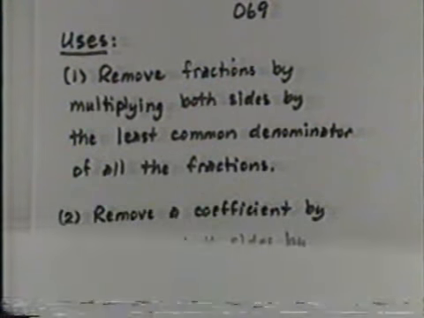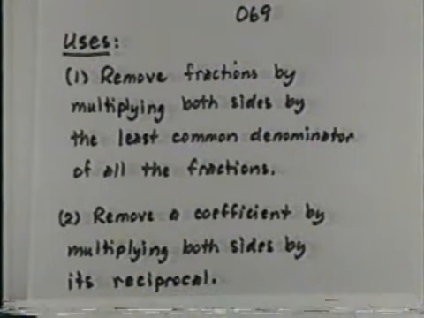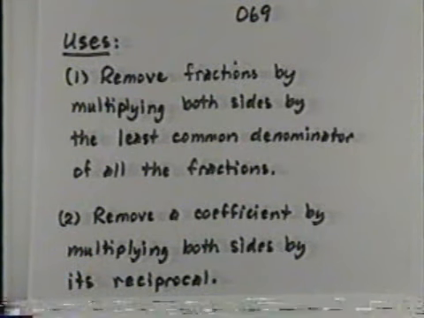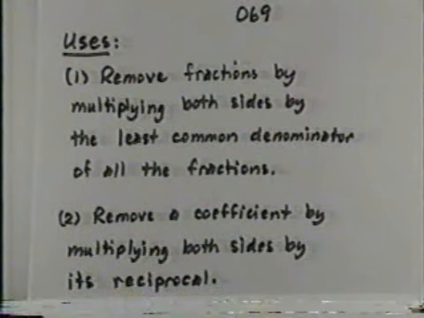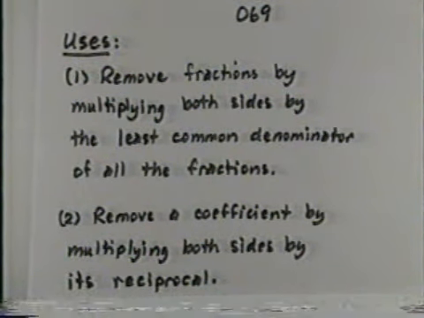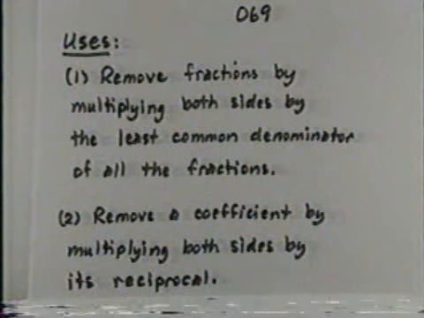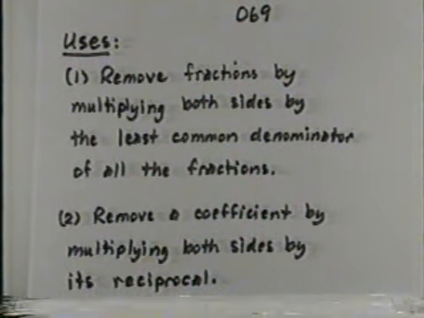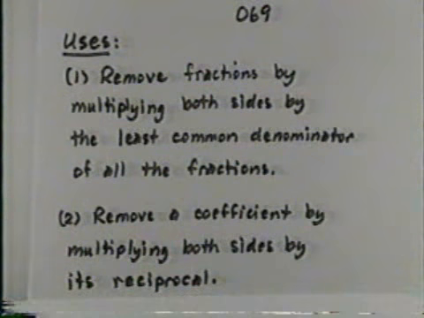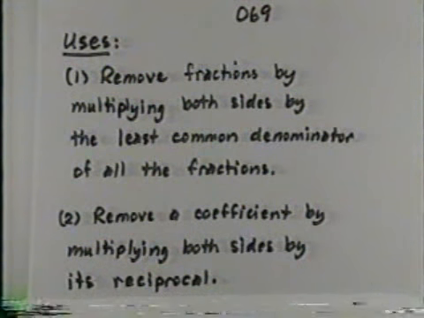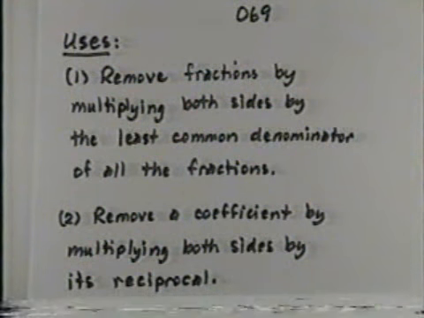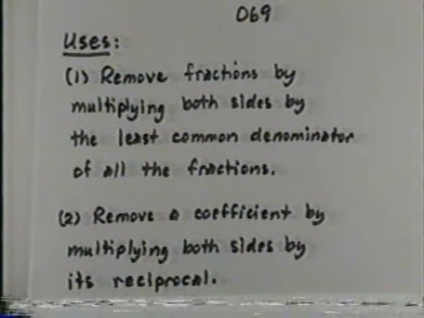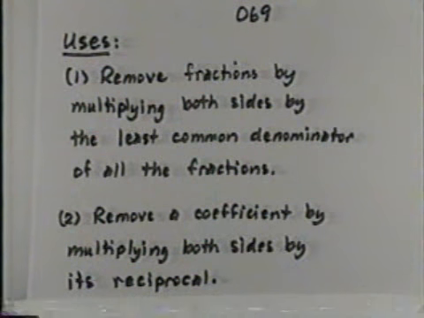Our second use is to remove a coefficient by multiplying both sides by its reciprocal. Remove a coefficient by multiplying both sides of the equation by the reciprocal of the coefficient. This one we will use very shortly. Multiplying by the reciprocal of a coefficient will remove a coefficient.